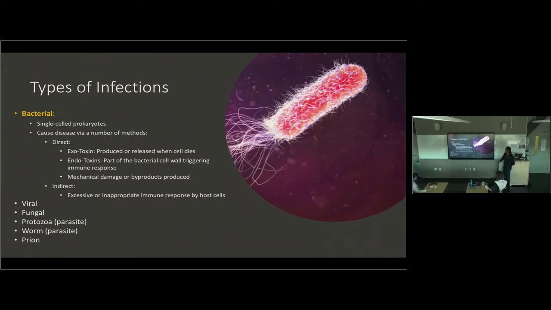So there are many types of infections. The main types of pathogens that cause problems are bacterial, viral, fungal, and then various parasites, usually broken down into protozoan or worms, plus or minus prion disease, which I'm not going to talk too much about. The first and most common type of infection is bacterial, and these are usually single-celled prokaryotes, and they can cause disease in a number of different ways.